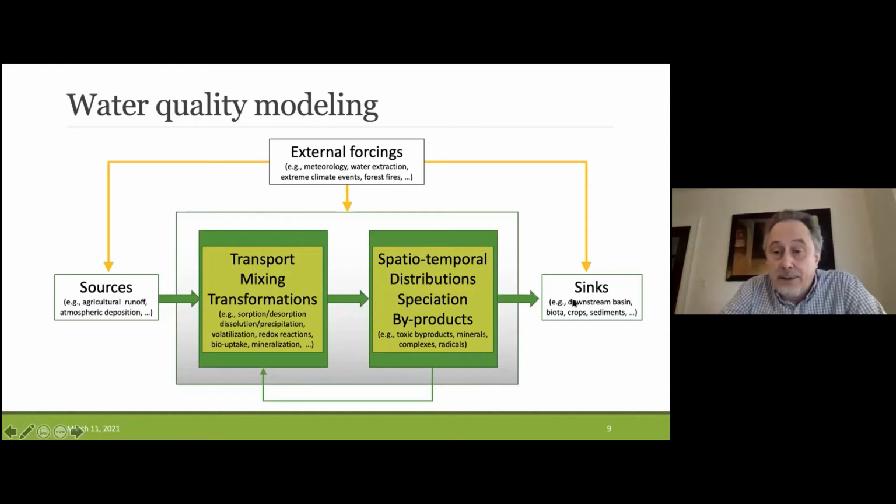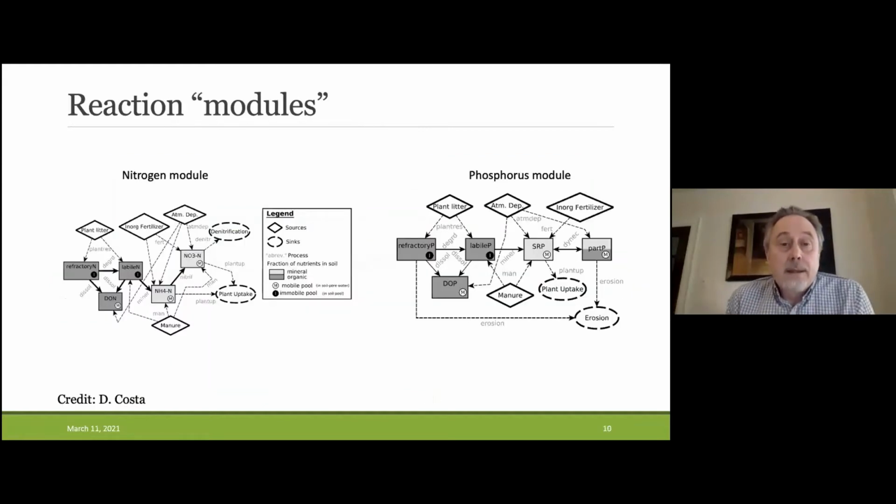And then ultimately you have your sinks. This could be a downstream basin, could be uptake by biota. If you're dealing with an agricultural system, it could be uptake of carbon and nutrients by crops. It could be burial in sediments. And of course, your sources, your system and your sinks are also subject to external forcings. So this gives you the overall scheme that we're working in. And of course, not a single person within the core modeling team does everything, but it fits within this general framework.